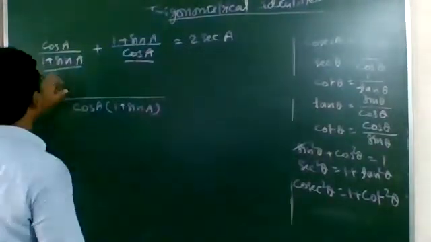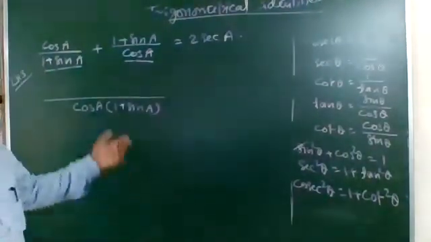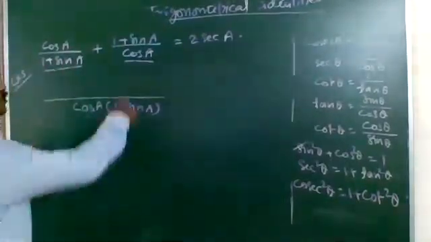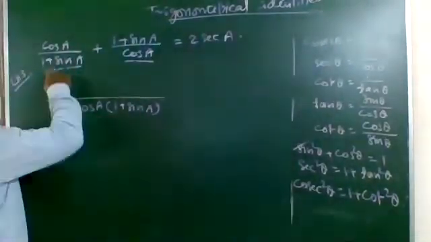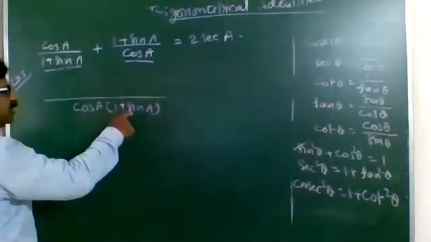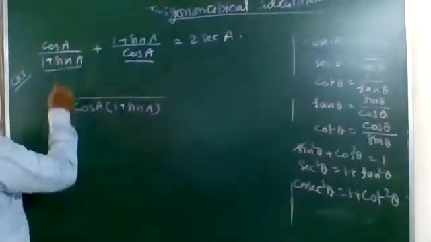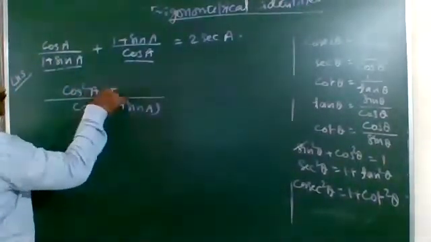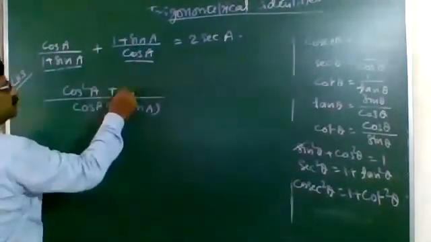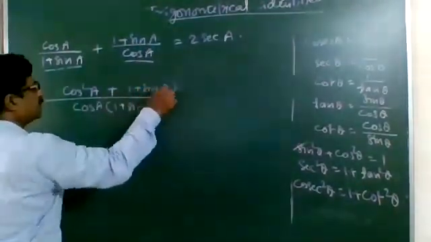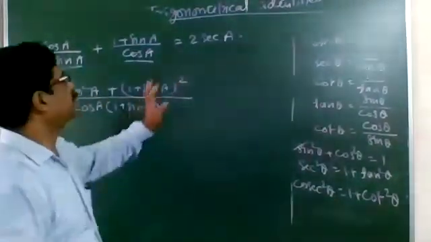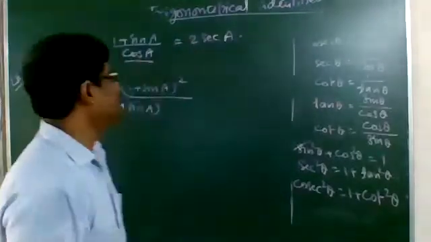Same way, in 1 plus sin A and cos A, nothing is common, therefore we copy it as it is: cos A into 1 plus sin A. Now this LCM has to be divided by 1 plus sin A. When you are dividing it, write cos A into cos A, that is cos square A. Dividing by cos A, we get 1 plus sin A. Multiply this 1 plus sin A with 1 plus sin A, then you get 1 plus sin A whole square. This is only the LHS we have started, and we try to reach the RHS, that is 2 sec A.